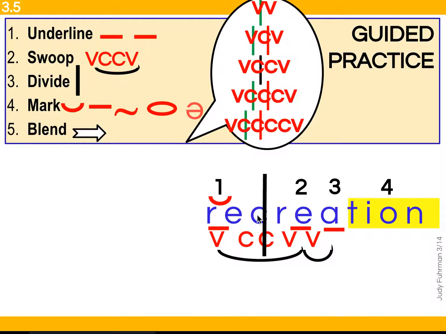So we're splitting between that C and the R. So this E is going to make a short vowel sound. So we have rec and re. So this E is a long sound. And then A, shun.